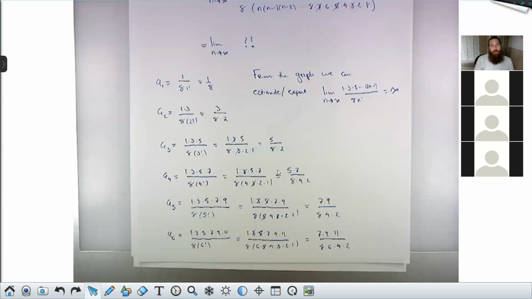Yeah, so the numerator here is growing faster than the denominator. So the limit is plus infinity, which means that the sequence is divergent.